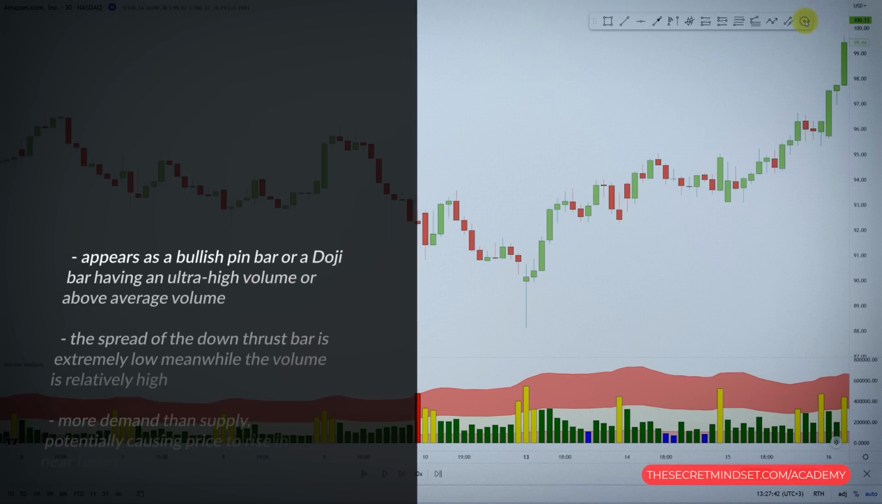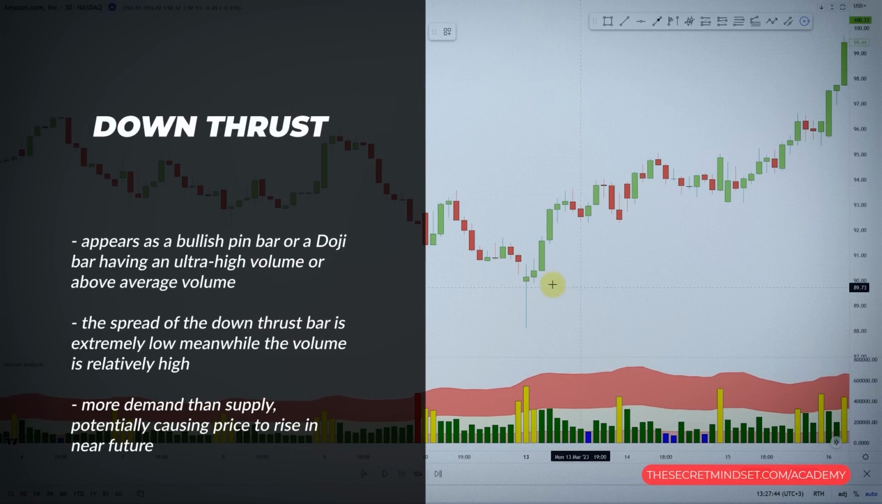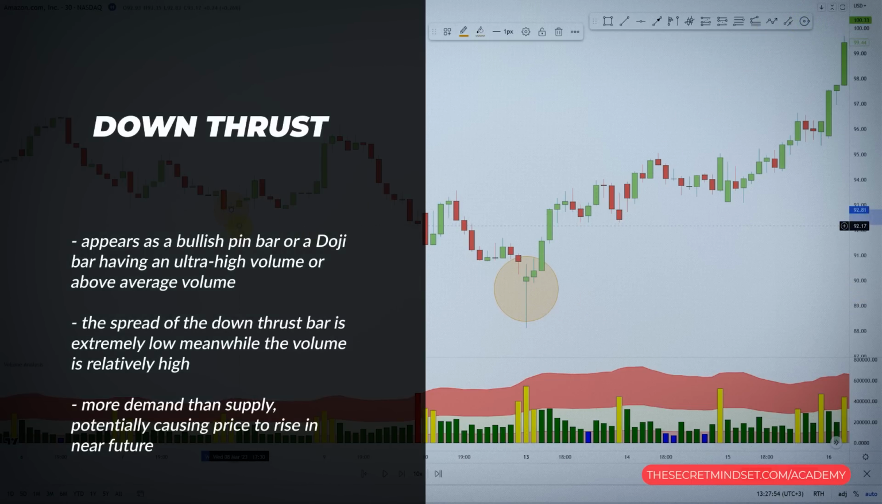Based on this, here are the best sign of strength volume patterns for day trading. First is the downthrust. The downthrust appears as a bullish pin bar or a doji bar having an ultra-high volume or above average volume. The spread of the downthrust bar is extremely low. Meanwhile, the volume is relatively high.